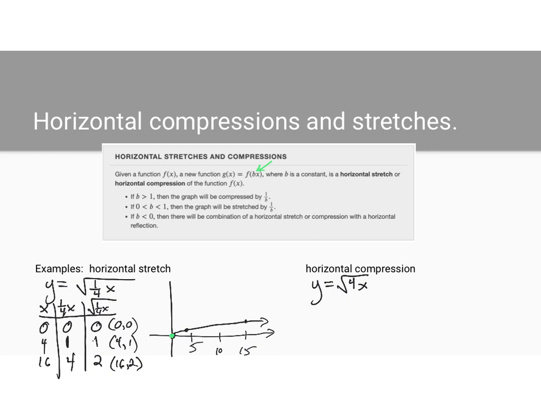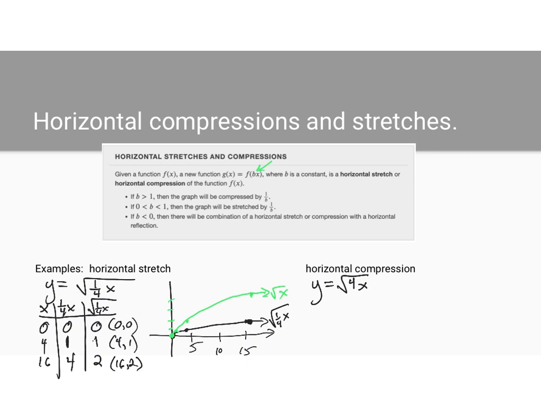So it would still be 0, 0, but then it would be 1, 1. And then it would be 4, 2. And then by the time it got up to 16, which that last dot kind of honestly looks like a 15, we're going to slide it over. How about that? By the time I get up to 16, I'm actually going to be up at height 4. So this would be my square root of x, and this would be my square root of 1/4 x. So it is a horizontal stretch.